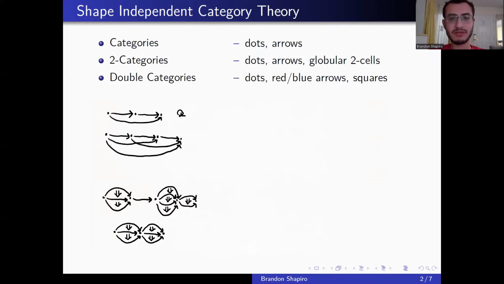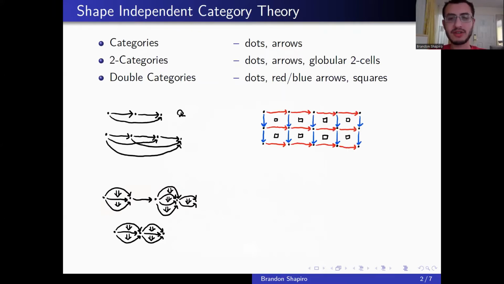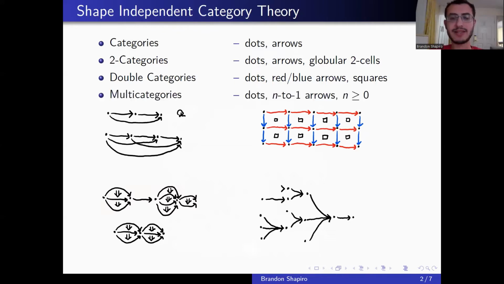Another type of categorical structure is double categories, where we have two-dimensional cells which are shaped like squares between two different types of arrows, which I've drawn as red and blue here. And they compose horizontally and vertically, which, when iterated, gives us compositions of grids like the one drawn above right. Finally, multi-categories have dots and n-to-1 arrows, which compose in the shape of trees. This tree here gives us a 6-to-1 arrow.